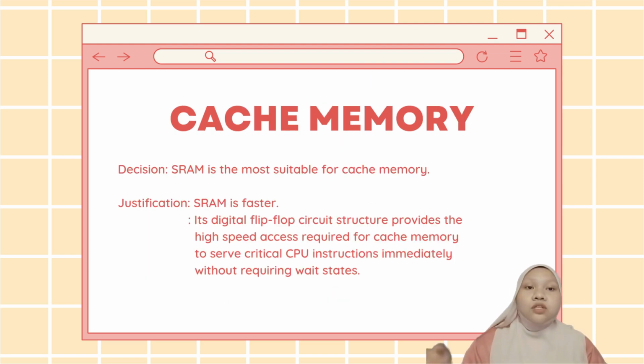SRAM is the most suitable type for cache memory. This is because its digital flip-flop circuit structure provides the high-speed access required for cache memory. Cache memory sits right next to the high-performance processor. It needs the best speed to serve critical CPU instructions immediately without requiring wait states.